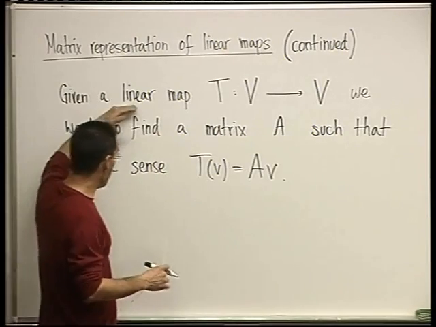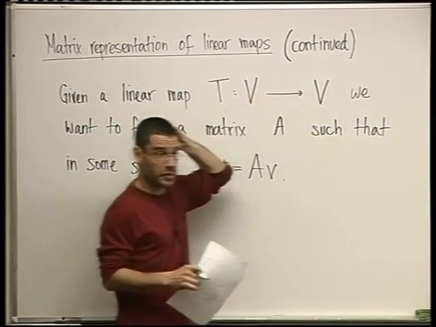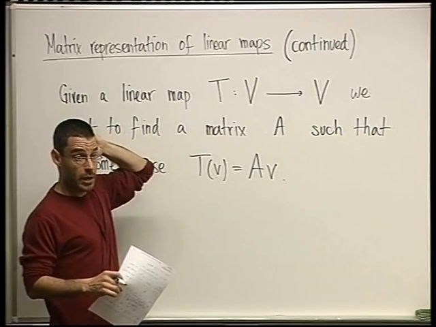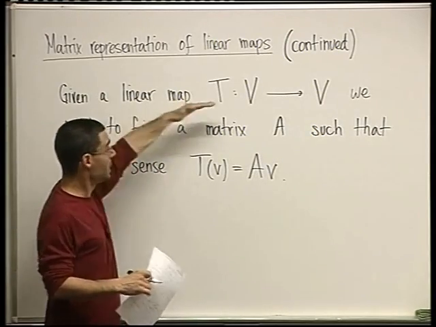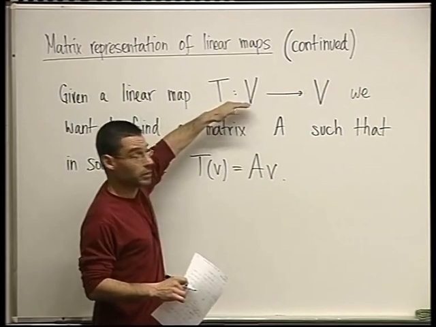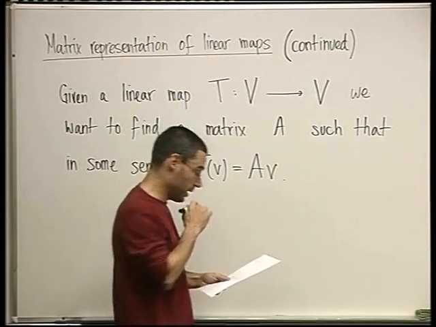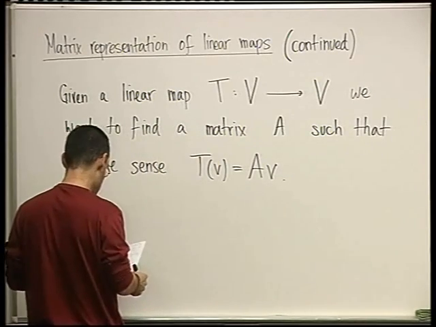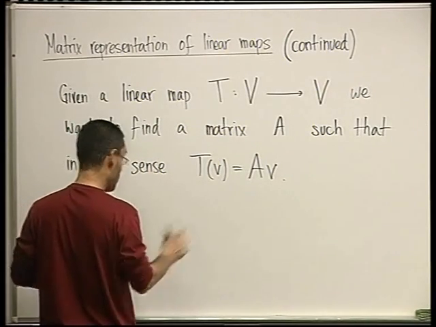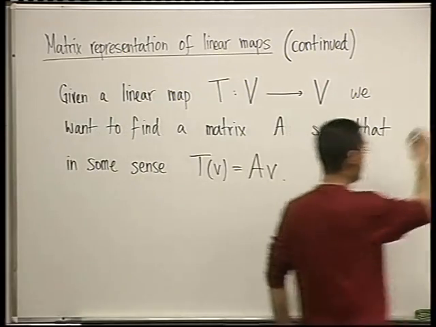Okay? By the way, a map from a space to itself is often called a linear operator. If you encounter that terminology, that's usually reserved for maps that go from a space to itself, a linear operator. Okay. So let's start with an example.